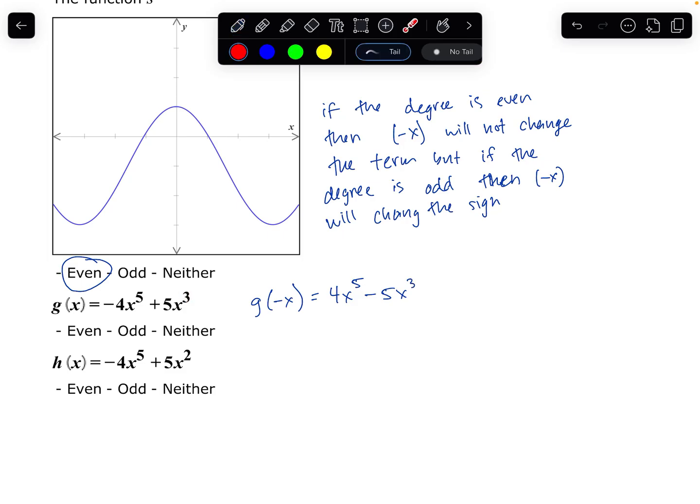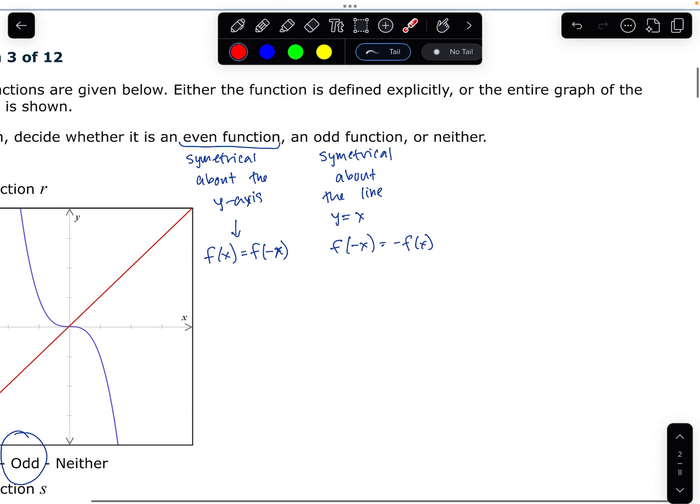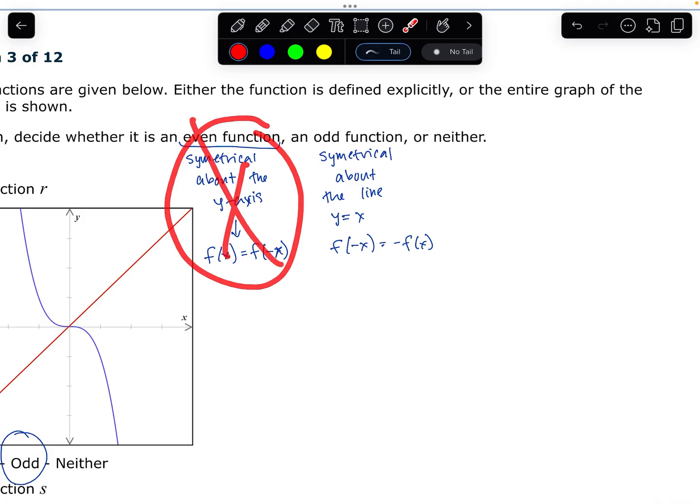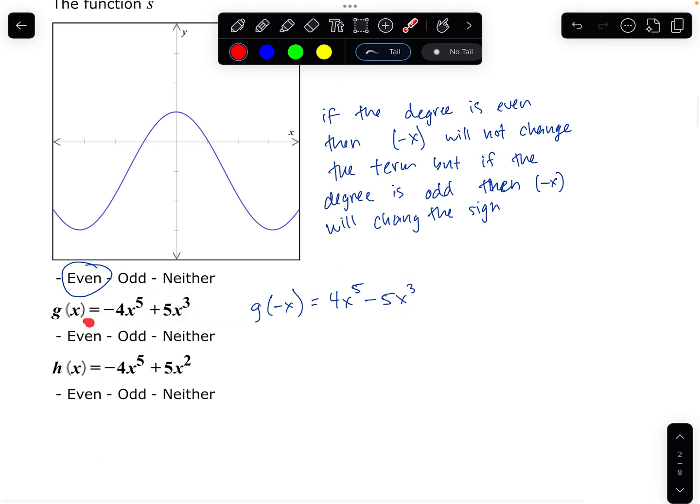Okay, so is it even? Is this equal to this? Are they the same? They're not. So that means it is not an even function. So this function is not even.